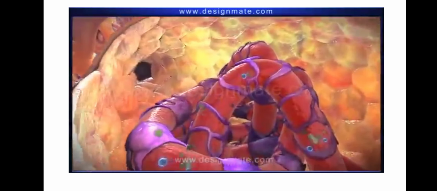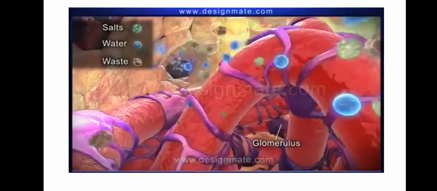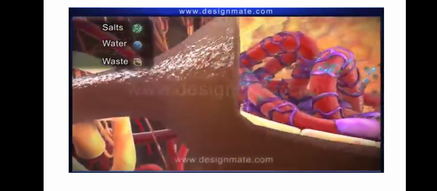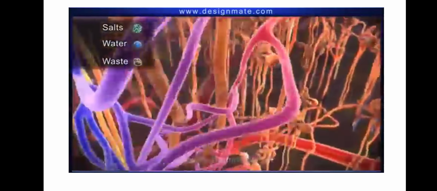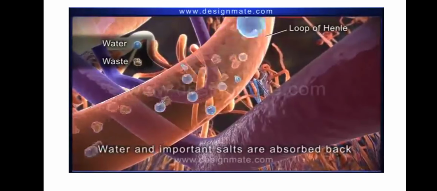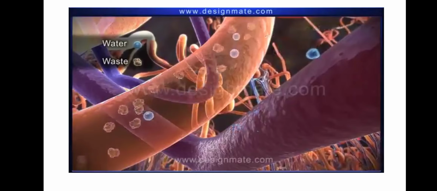As blood flows through the glomerulus, water, salts, and waste diffuse into the Bowman's capsule. This liquid then passes into the PCT, proximal, and the loop of Henle, where water and important salts are absorbed back into the blood vessel. We use the word reabsorption.